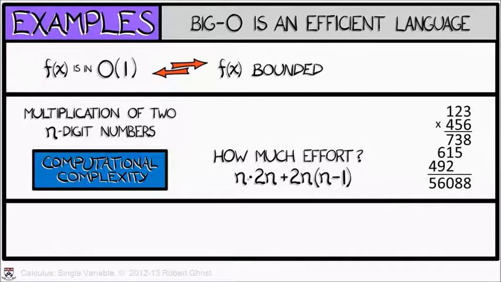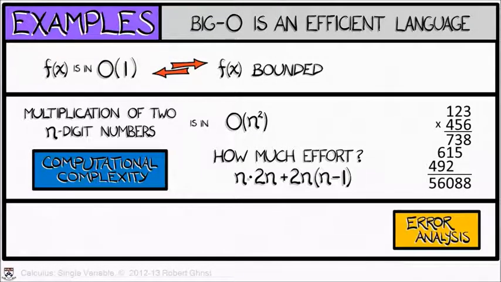If all we care about is what happens as n goes to infinity, we can say that this algorithm is in big O of n squared. It's going to take a quadratic amount of effort. So as your numbers get bigger and bigger, you're doing a lot more work to multiply them together. Is there an algorithm that is better, that is, say, n times log n? Well, that is what big O is good for.